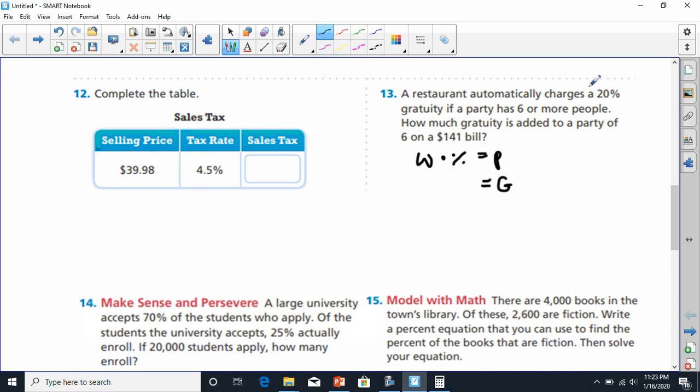The percent in this case is 20%. So we're going to have to move that decimal back twice, making this 0.2. Multiplying that by the whole, which is 141. Now we have to go ahead and multiply 141 times 0.2.